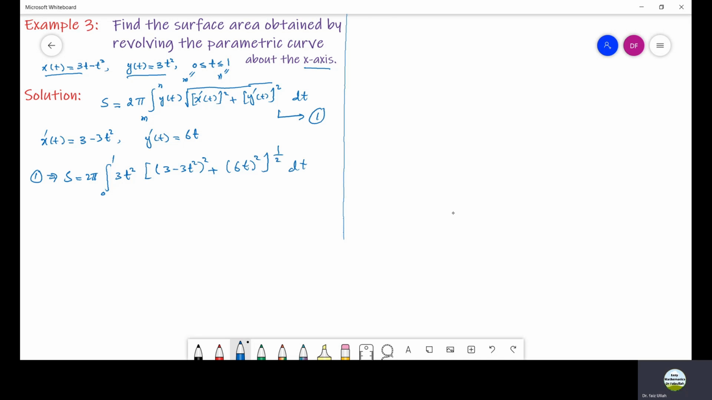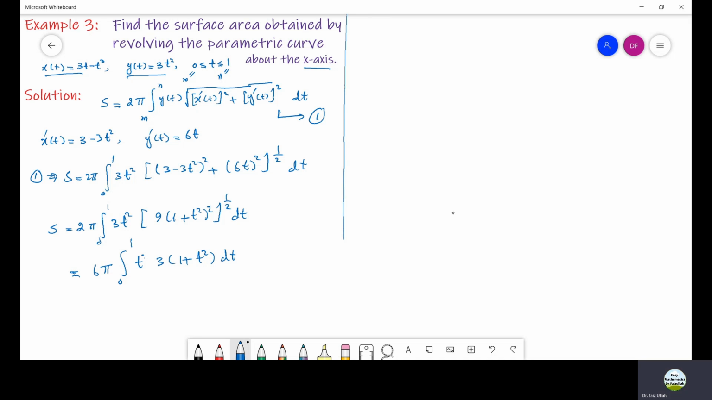Let us simplify this. So if we simplify this, we have s is equal to 2 pi, integration is from 0 to 1, 3t square into 9, (1 plus t square) whole square, whole power 1 over 2. That is simple simplification. So students can obtain it by simplifying the above equation. And let us write it as 2 pi, 3 2s are 6. I am writing here 6 pi, integration is from 0 to 1 t square, and this is now, I can write 3 into (1 plus t square) into dt.